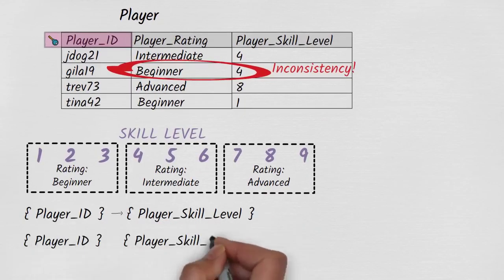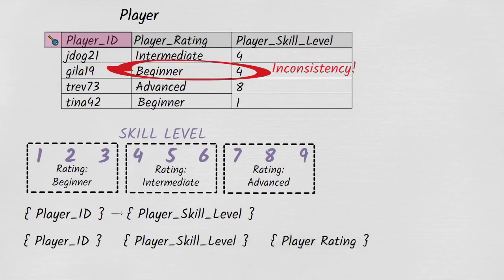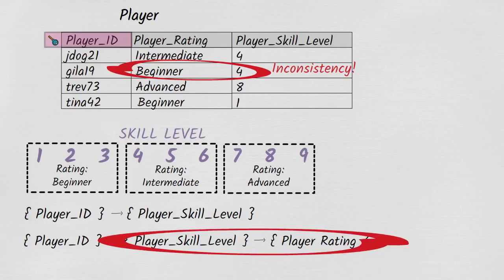Player rating is dependent on player ID too, but only indirectly, like this. A dependency of this kind is called a transitive dependency. Player rating depends on player skill level, which in turn depends on the primary key, player ID. The problem is located just here. Because what third normal form forbids is exactly this type of dependency, the dependency of a non-key attribute on another non-key attribute.